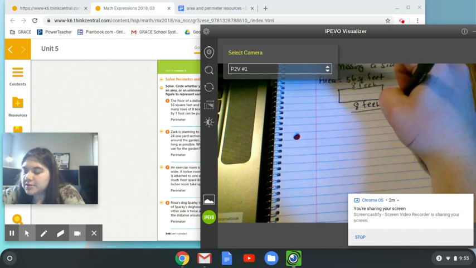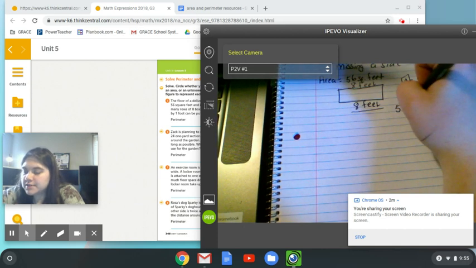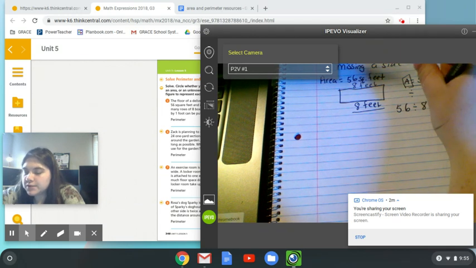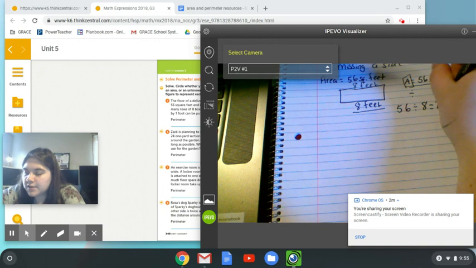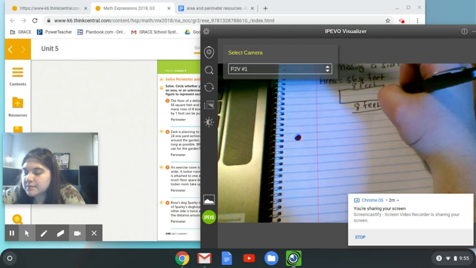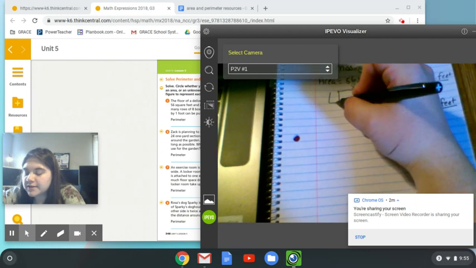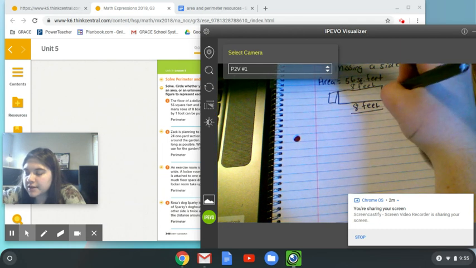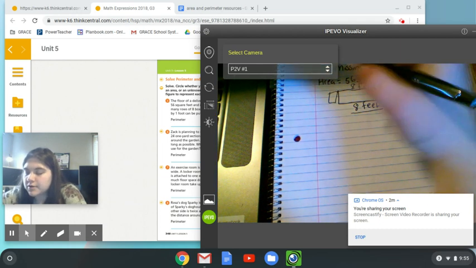So if I am missing a side and I know what my area is, I'm going to divide. So I'm going to divide 56 divided by 8. Some time to think about that one. And hopefully you got 7 feet. My label is feet because I'm solving for a side. So I'm missing this side.